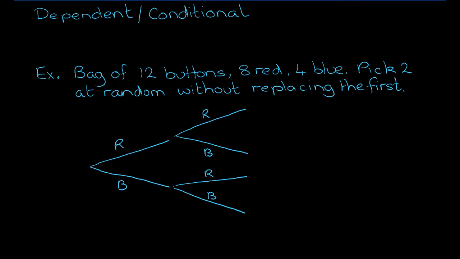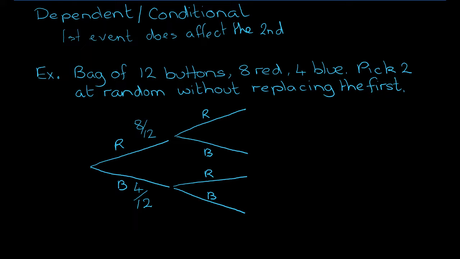So dependent, also called conditional, is the opposite of independent. This means that the first event does affect what happens in the second event, or the probability of that happening. Here we have an example. We've got a bag of 12 buttons, 8 are red, 4 are blue, and we need to pick 2 at random without replacing the first one. The probability of us picking a red button first of all would be 8 out of 12, and for the blue it would be 4 out of 12.